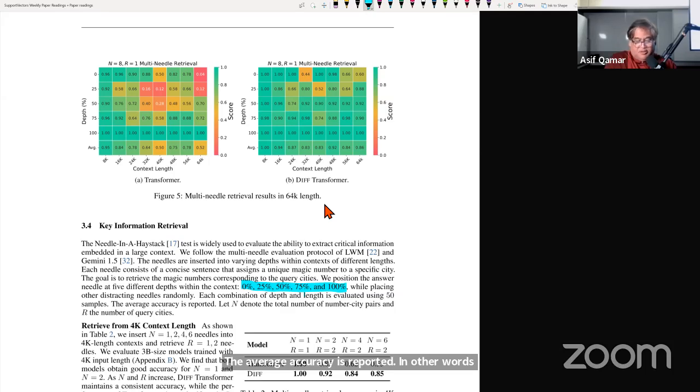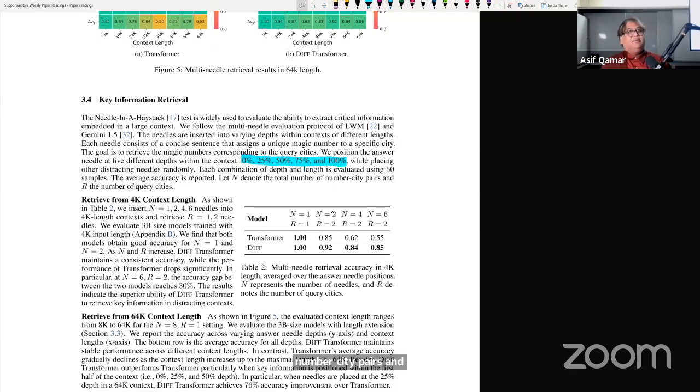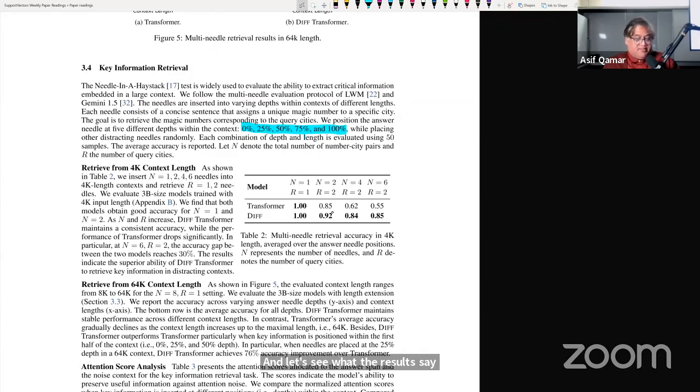Let N denote the total number of number-city pairs and R the number of query cities. For example, in the query, you can say, give me the magic number for San Francisco and Fremont. That would be R equal to 2. And let's see what the results say. N is the number of needles that you insert, and R is the number of queries or cities that you're asking for in the query.